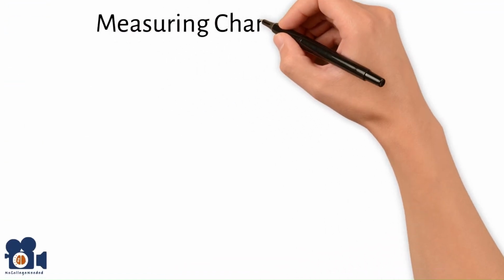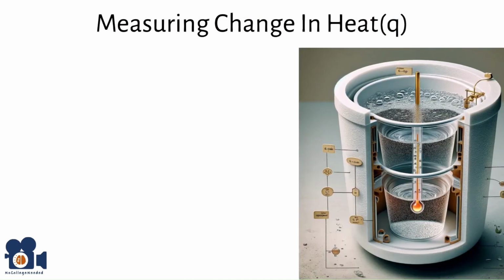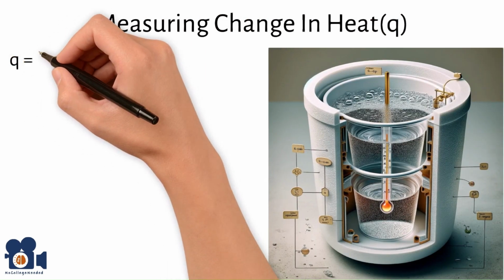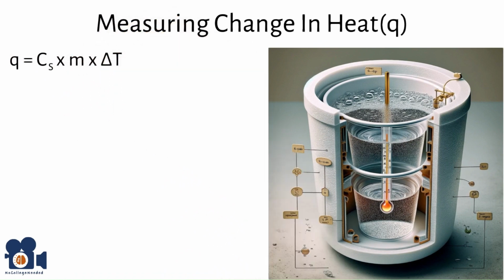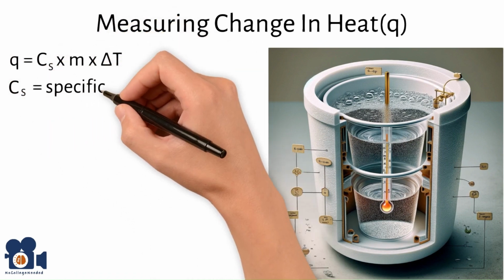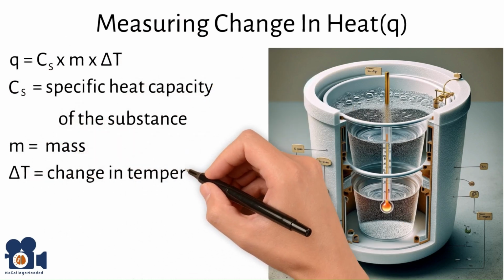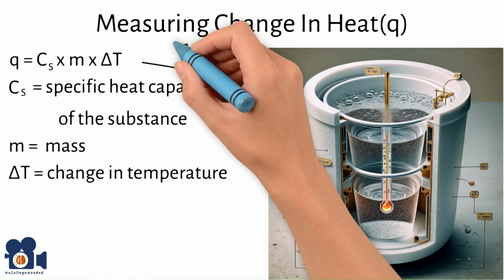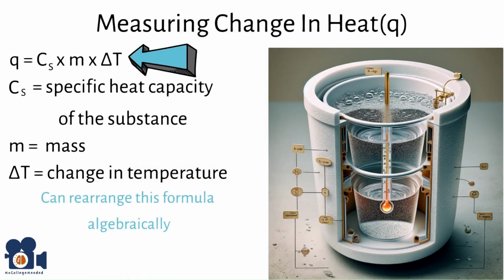To measure this change in heat, Q, of a substance at constant pressure, the coffee cup calorimetry, scientists use the formula Q equals Cs times m times delta T, where Cs is the specific heat capacity of the substance, m equals mass, and delta T equals the change in temperature. Keep in mind you can rearrange this formula algebraically for a chemistry experiment to solve for any of these values if they're unknown and you have the others.